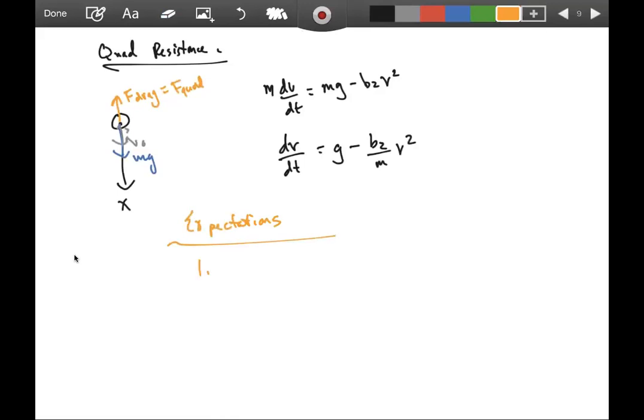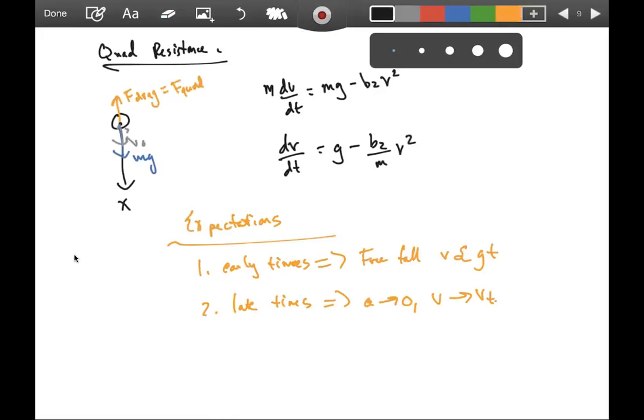Our expectations here should be very similar. At early times, this thing should basically be free fall, which means our velocity should be directly proportional to t. At late times, this thing should be constant velocity. So our acceleration should go to zero, which means our velocity should go to terminal velocity. Notice in this case, our terminal velocity is slightly different because of the presence of the square.